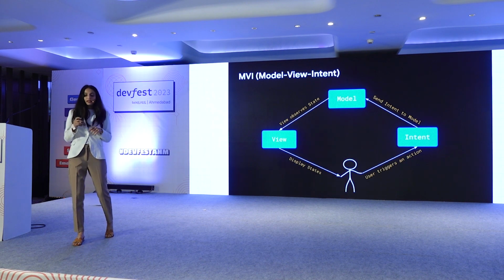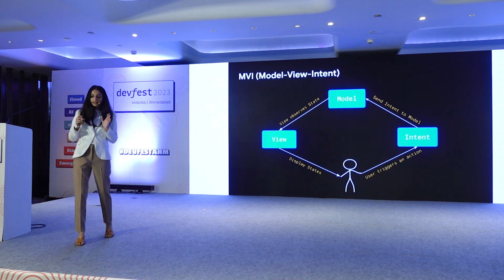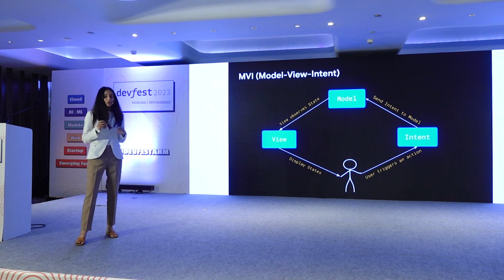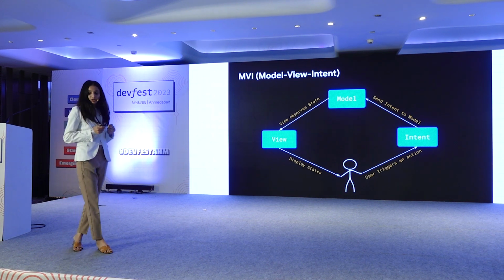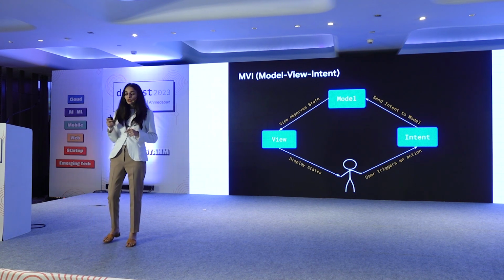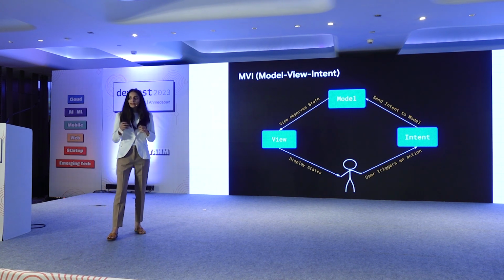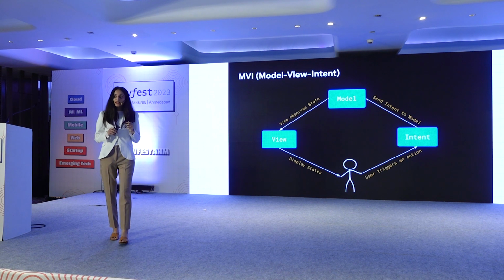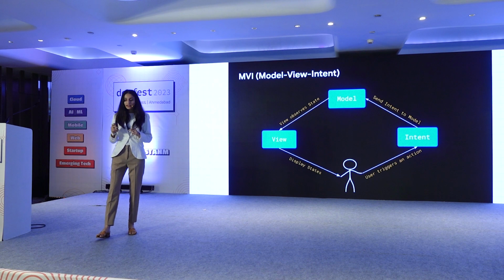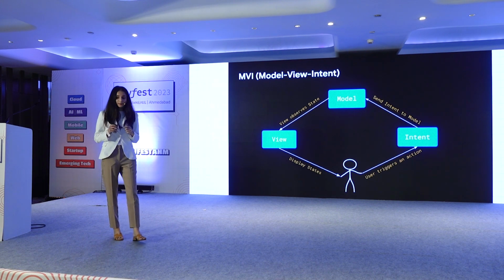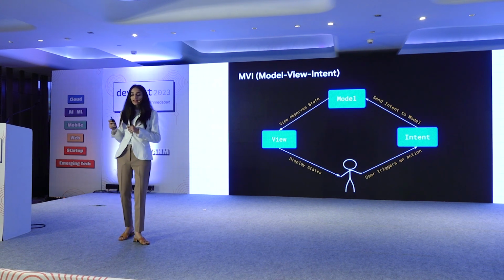In other architecture patterns, we use the model to manage the data. But here the model represents the state of the UI, which holds the immutable state. Immutable in the sense that once you create a state, there is no way to change or update it. You have to create a new instance every single time the state is updated. So it's different from other architecture patterns.